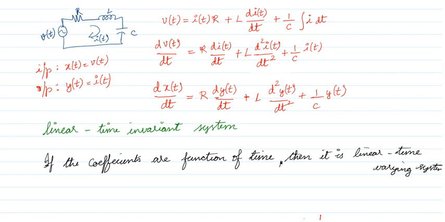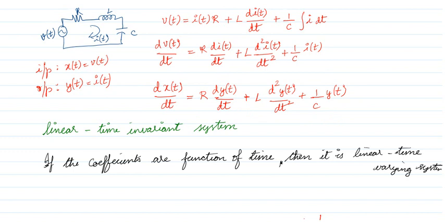Now I can replace V of t, which is the input, with x of t. What is I of t? I of t is the output. This equation is called the system equation. Why is it called the system equation? Because it gives a relation between input and output. The input is x of t, the output is y of t, and they are related by this equation. This equation is called the system equation.